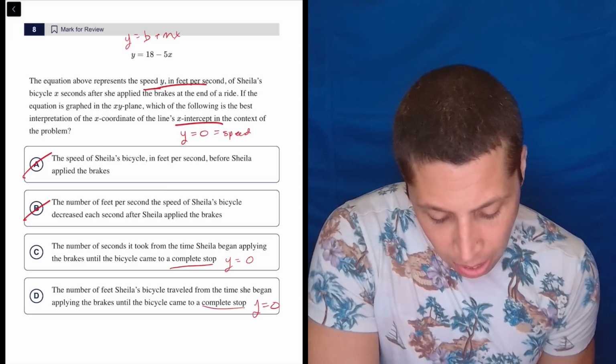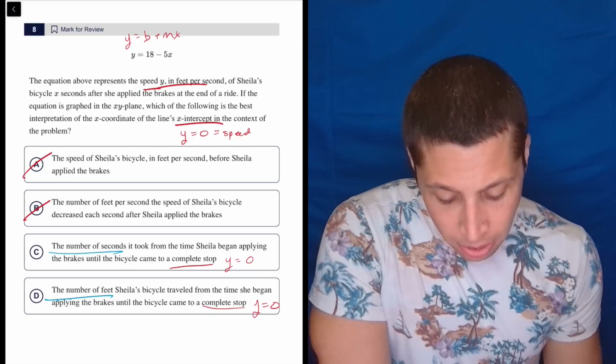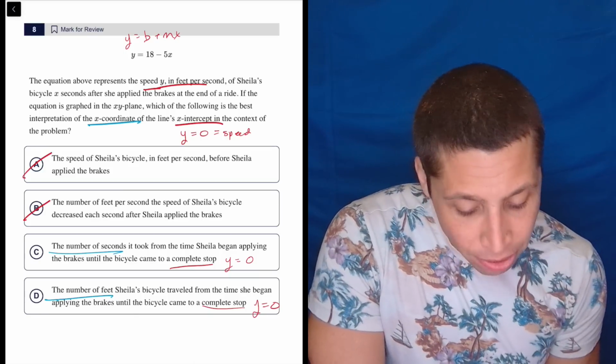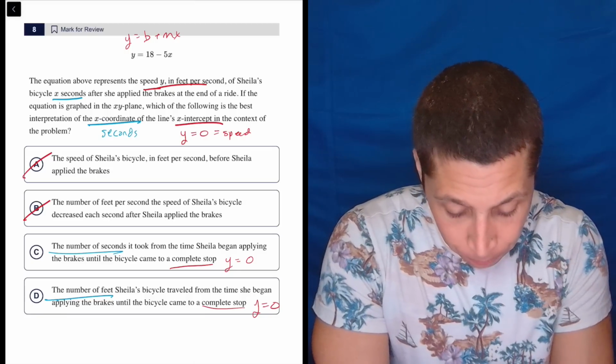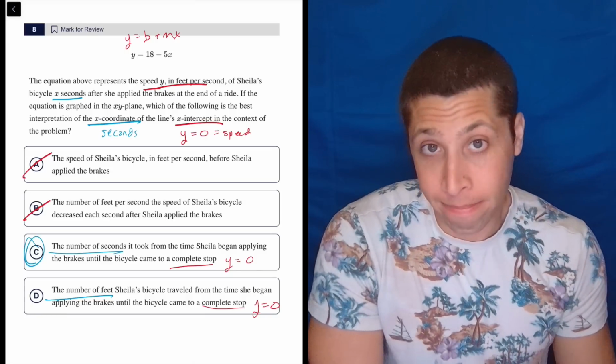Here's an easy thing, right? The number of seconds, the number of feet, right? So let's see. They want the x-coordinate. What is x? They tell me x is the number of seconds. So it's probably C. And it is, right?